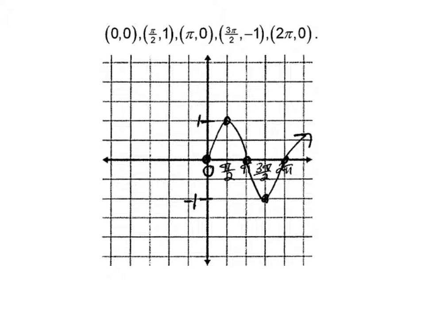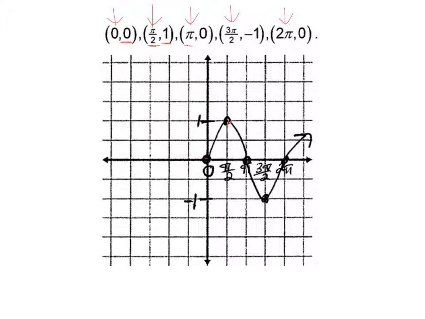From the unit circle, I'm going to use the values for sine at 0, pi over 2, pi, 3 pi over 2, and 2 pi. So when we're at 0, the sine is 0, so I put a dot at (0, 0). When we're at pi over 2, the sine is 1, so (pi over 2, 1) is the next dot.